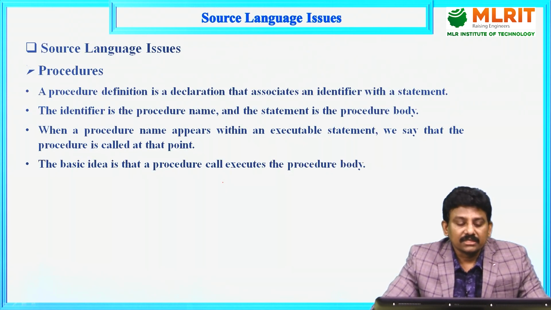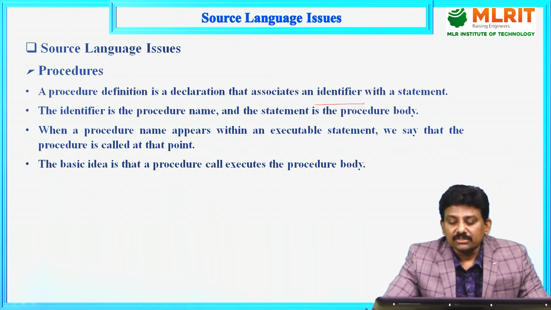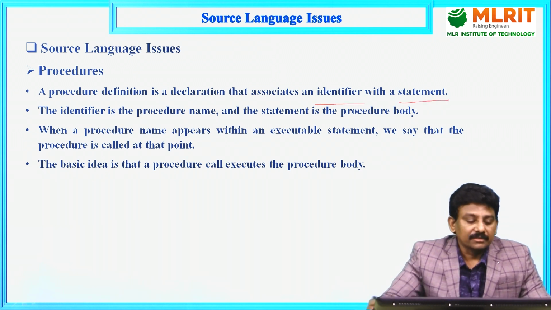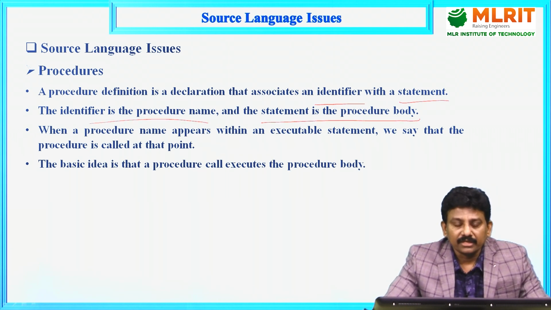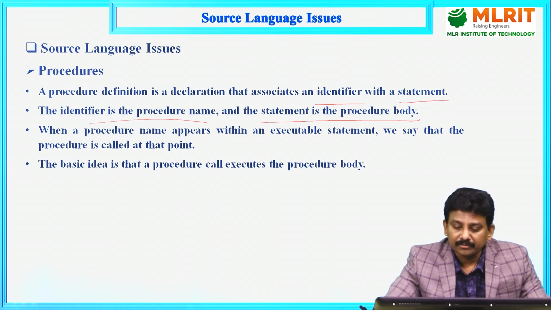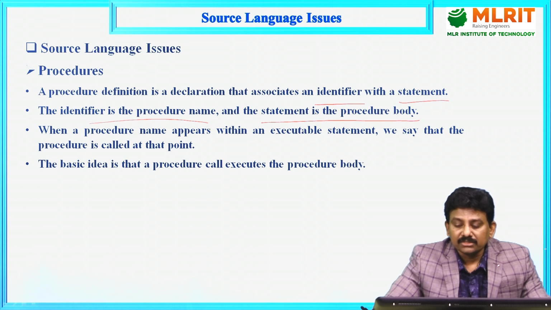Source language issues: procedures. A procedure definition is a declaration that associates an identifier with a statement. Here, the identifier is the name of the procedure and the statement is the body of the procedure. Every procedure or function has a name, and that name is called the identifier. We call the function with the function name, and the body of the procedure is called the statement. When a procedure name appears within an executable statement, we say that the procedure is called at that point. The basic idea is that a procedure call executes the procedure body.